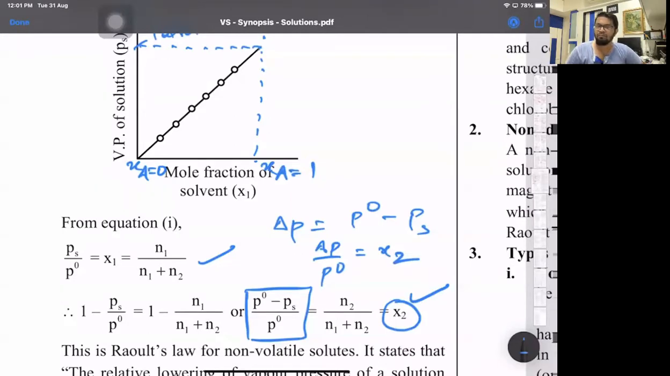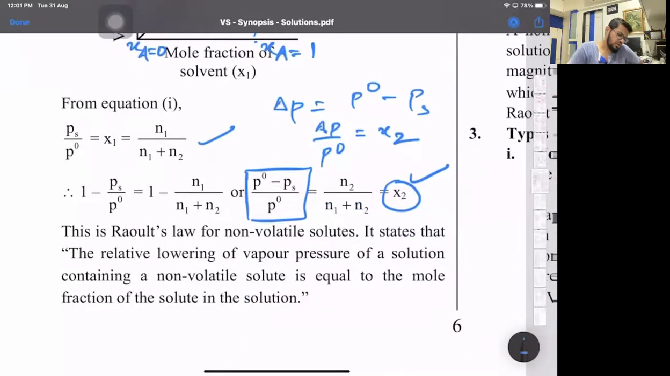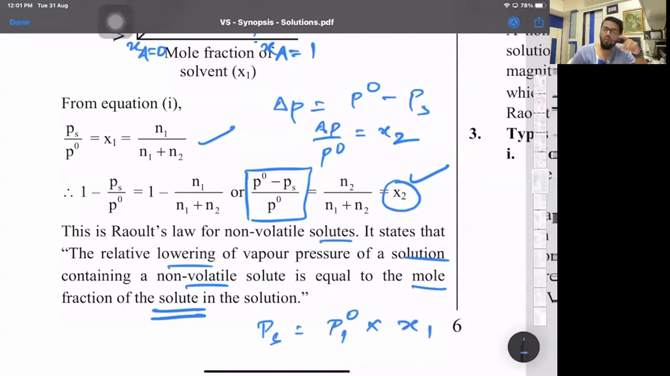All right. So relative lowering of vapor pressure is a colligative property. So Raoult's law for a non-volatile solute says the relative lowering is equal to the mole fraction of solute. Okay. So one we had: the vapor pressure of solution is the vapor pressure of the pure solvent multiplied by its mole fraction. One is always for solvent and two is for solute.